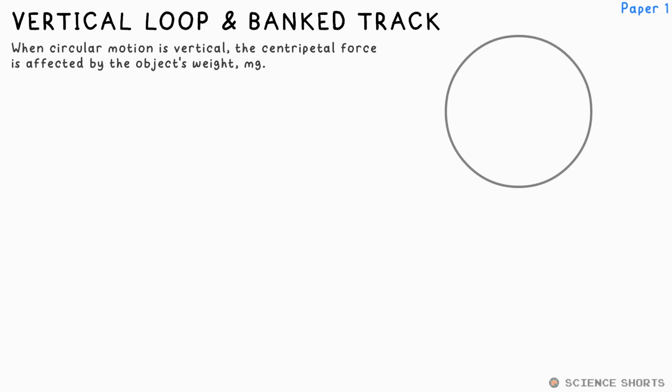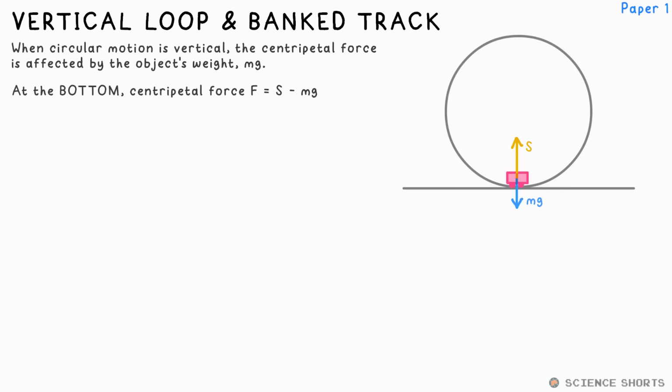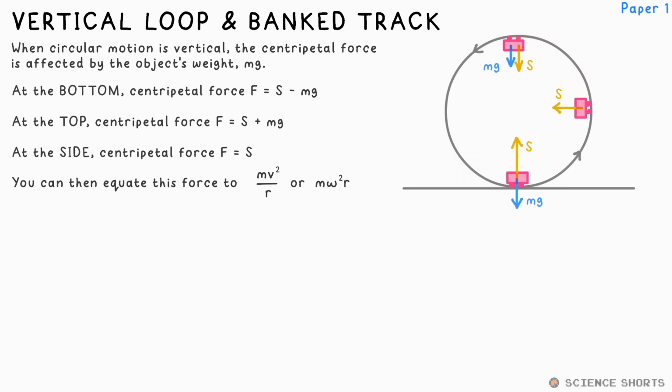If it's a vertical loop, like a loop-the-loop on a roller coaster, the centripetal force will be due to the support force of the track, but we also have to take into account the weight. We might call the support force S. At the bottom, mg is pulling down and S is pushing up. The centripetal force is one minus the other, or at least that's true if we're just thinking about the magnitudes of the forces. It's the resultant of the two forces. At the top, both are pulling down though, meaning the centripetal force now equals S plus mg instead. In both cases, we usually then equate this to mv squared over r.